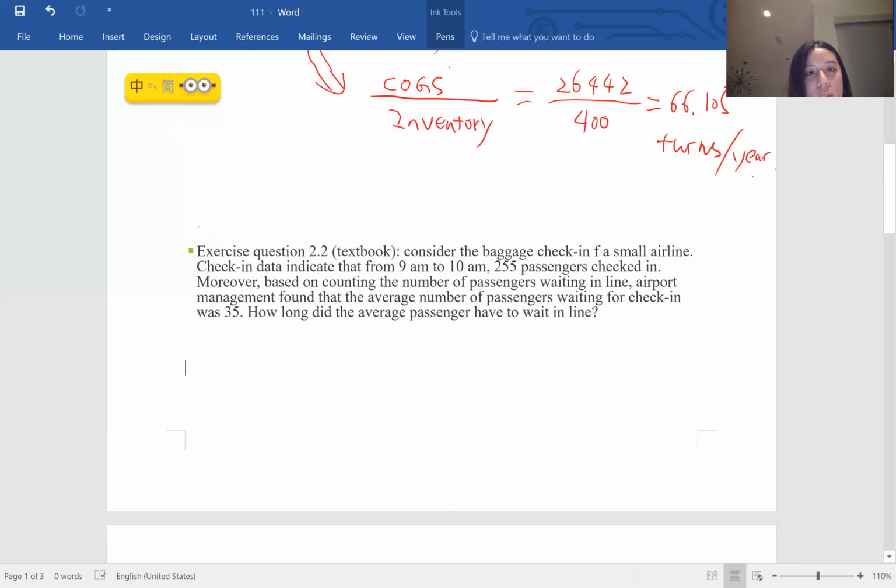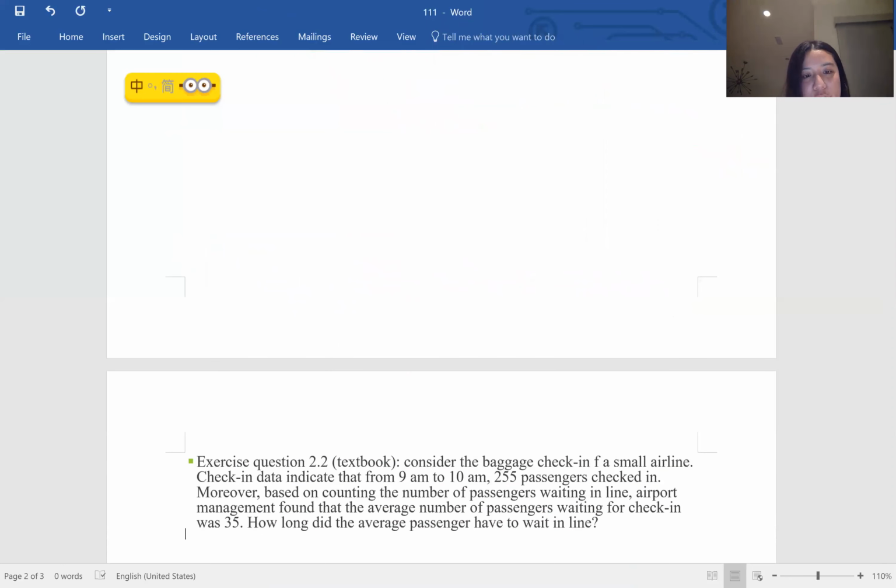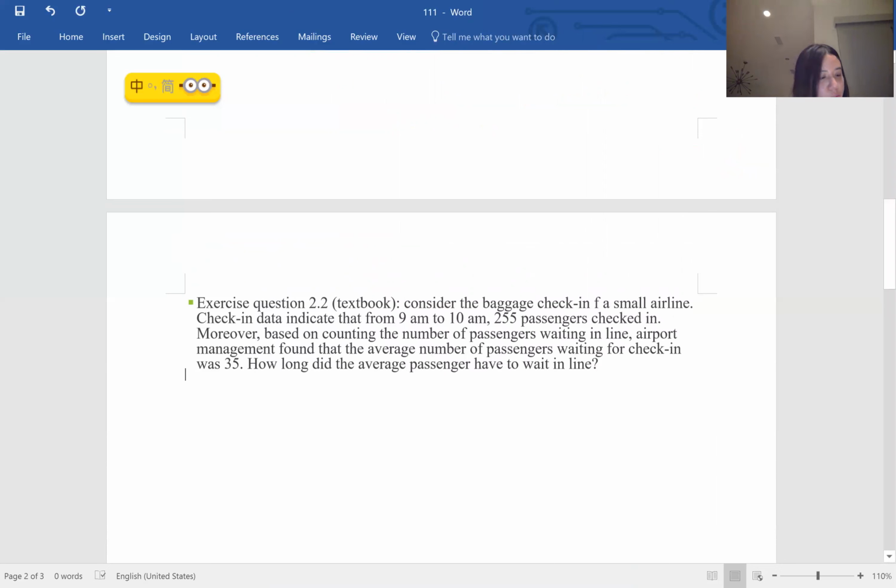question 2.2. And this is the question from slide 2. Let's look at this one. Consider the baggage check-in. Consider the baggage check-in of a small airline.